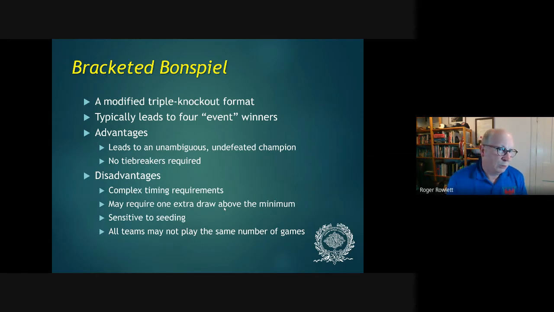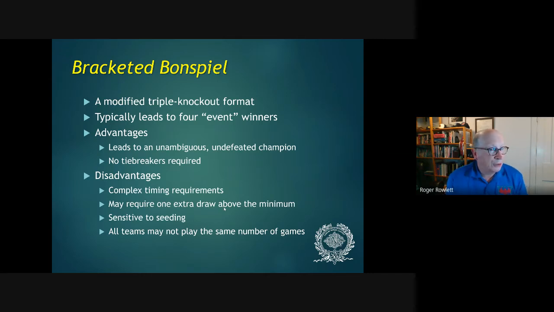Typically, a bracketed Bonspiel will lead to 4 event winners. So there will be a championship bracket, which will lead to an undefeated champion. There will be a loser's bracket where all the teams who've lost their first game compete to win that bracket. There will be typically a C bracket, which is kind of typically a hodgepodge of teams that have lost their first 2 games or have lost in their 2nd game in the A event. And then the D event is typically kind of the bronze medal game. It's really not so much an event as a consolation game for the A semifinal losers. And that's a typical way a draw would be set up for a bracketed Bonspiel.